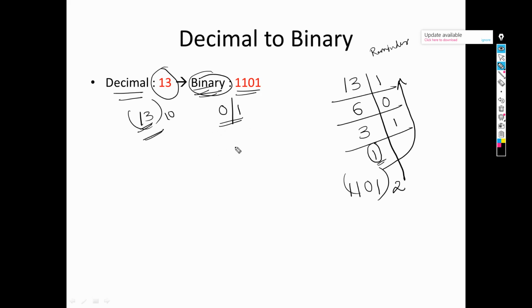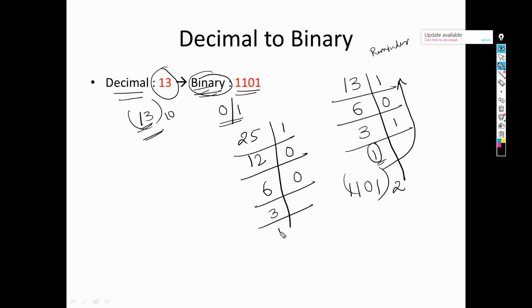We take another example, the example of 25. Again we divide 25 by 2. That gives me 12 here. 12 2s are 24, so the remainder is 1. Then 6 2s are 12, so the remainder is 0. Then 3 2s are 6, so the remainder is 0. Then 1 into 2 is 2, the remainder is 1. Since I get 1 here, I will stop.